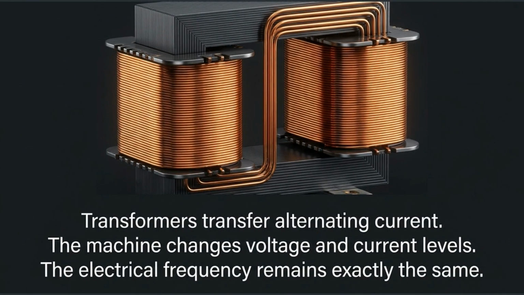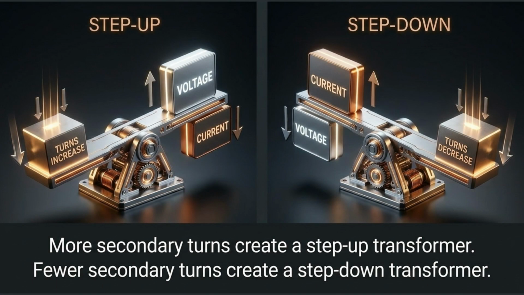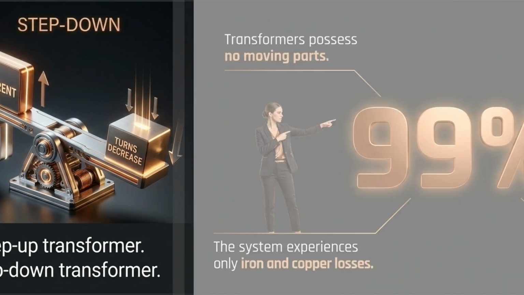Transformers transfer alternating current, changing the voltage and current levels without altering the electrical frequency. This is crucial for efficient power distribution. The ratio of secondary to primary turns determines if a transformer is step up or step down. More secondary turns increase voltage, while fewer decrease it.